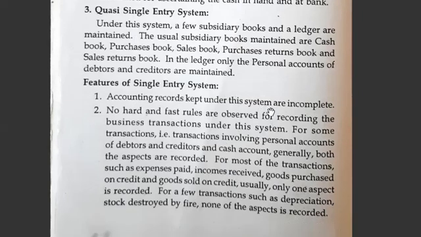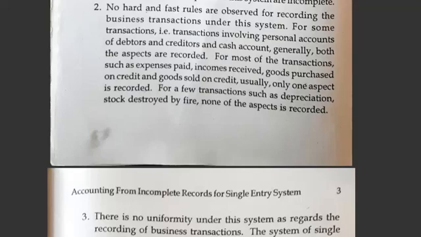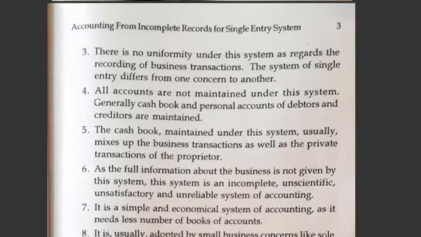Accounting records kept under the system are incomplete. Incomplete records are maintained under this system of accounts. No hard and fast rules are observed for recording the business transactions. There is no specific system of recording in single entry system, so that becomes a default and a problem also. There is no uniformity under the system as regards recording the business transactions. There is no single uniform system followed.